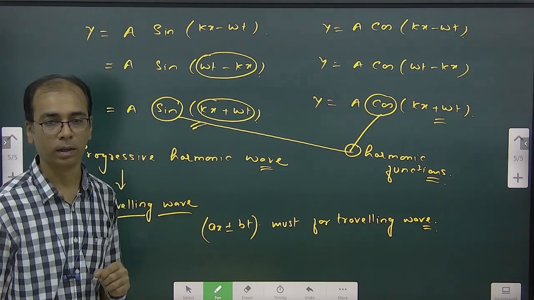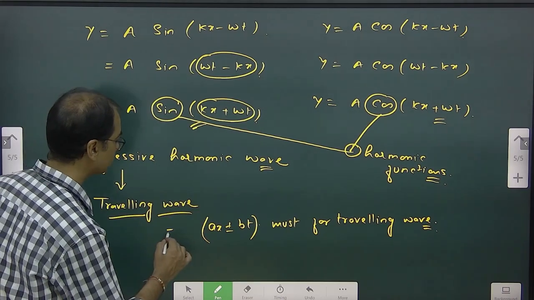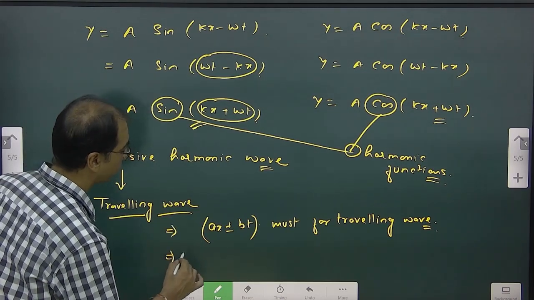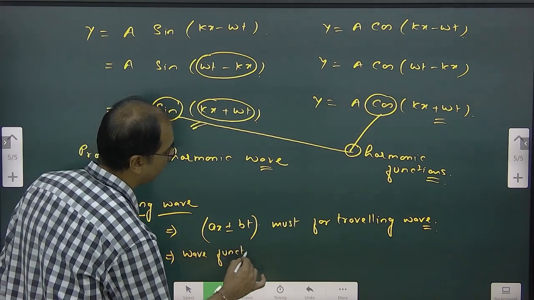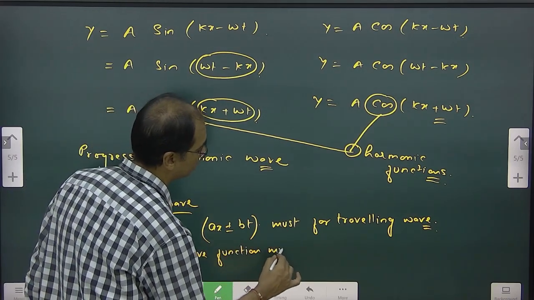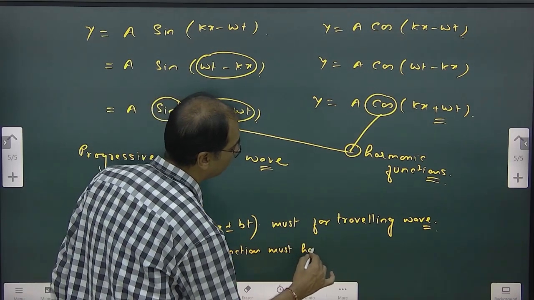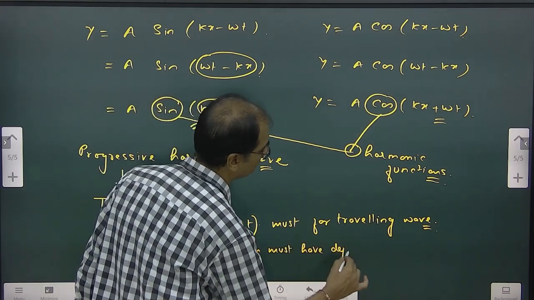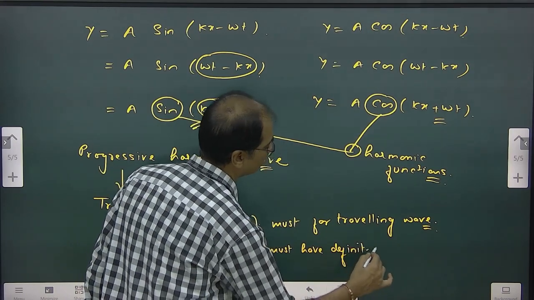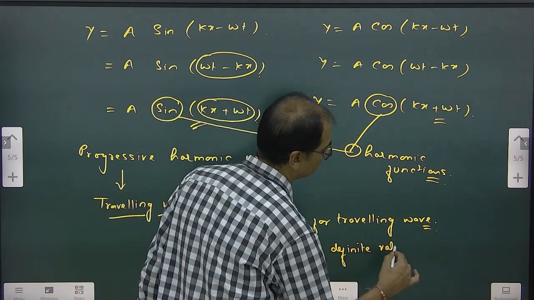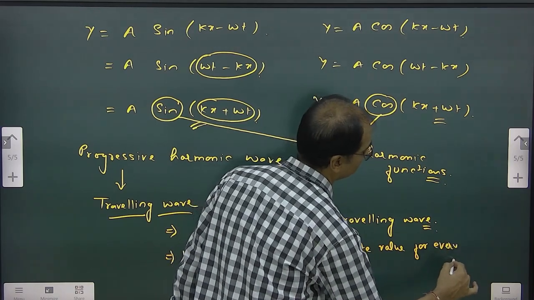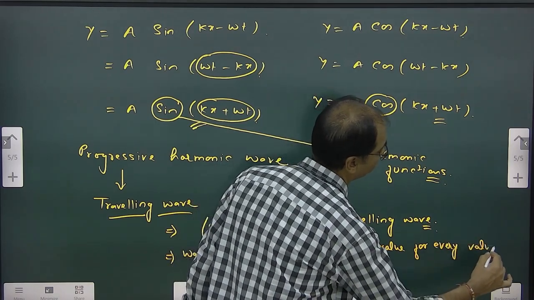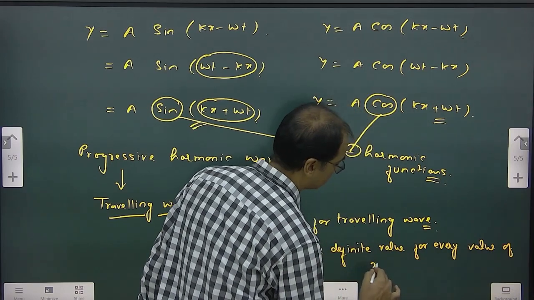more thing is required. What is that? Another thing is, the wave function must have a definite value for every value of x and t.